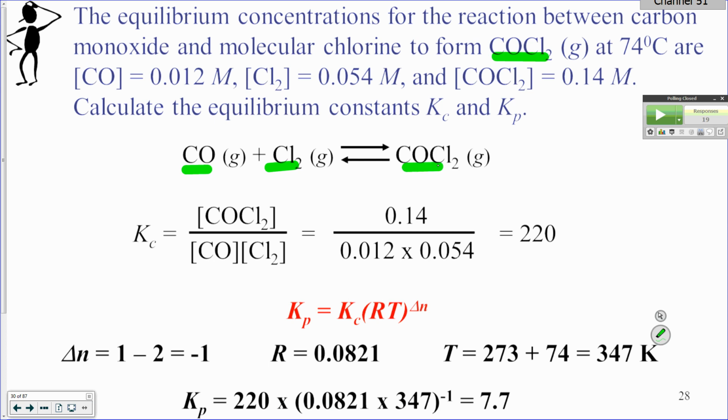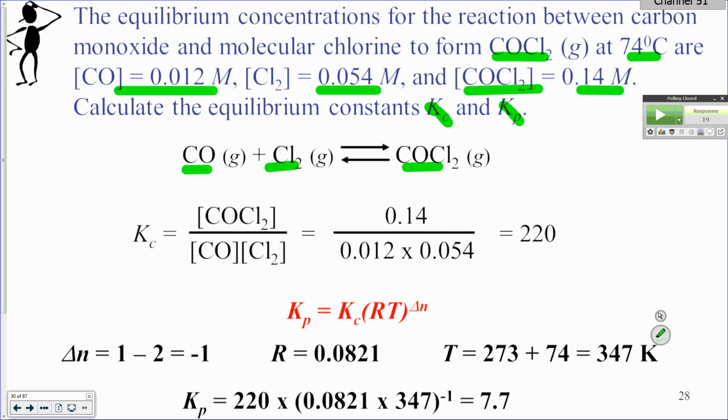So this is my product. It gives me the temperature, 74 Celsius, and it tells me what the concentrations are of all the species. So it tells me the concentration of the carbon monoxide, the concentration of the molecular chlorine, and the product, the COCl2. So I know all of those molar concentrations. If I want to find out what K sub C is, it wants to know what is K sub C and what is K sub P.